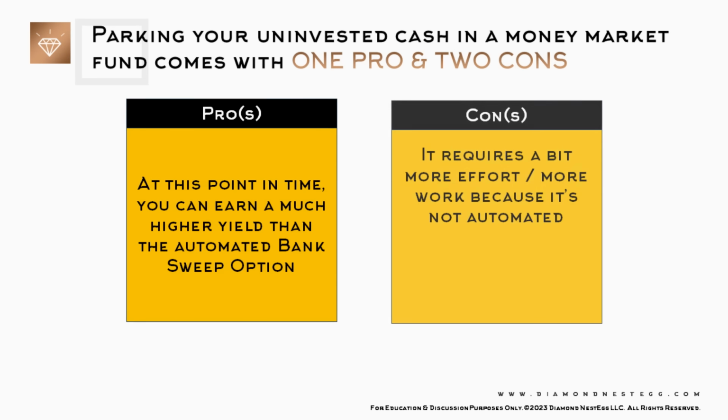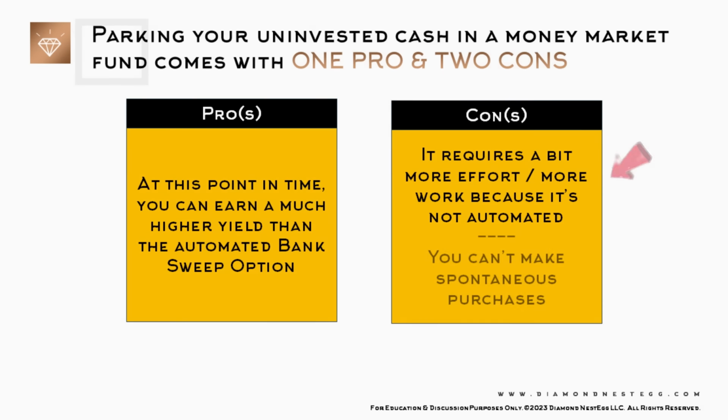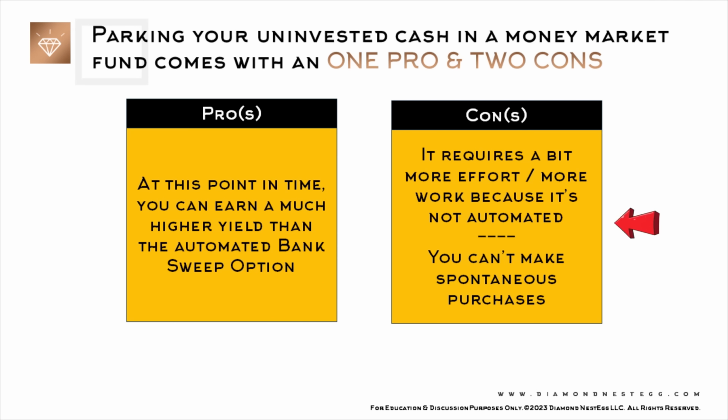And the two cons are that it requires a bit more effort, more work, because it's not automated. Plus, you can't make spontaneous purchases because you have to wait until the next day before the funds from the money market sale are available for use, which may or may not matter to you, but which you should nonetheless be aware of.